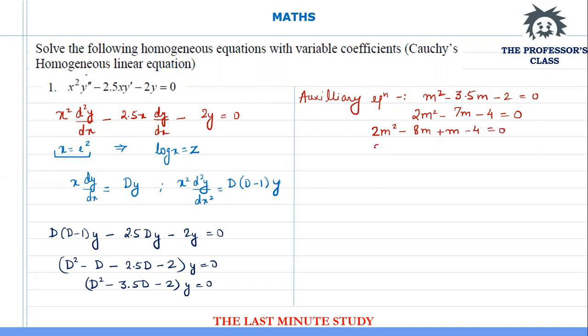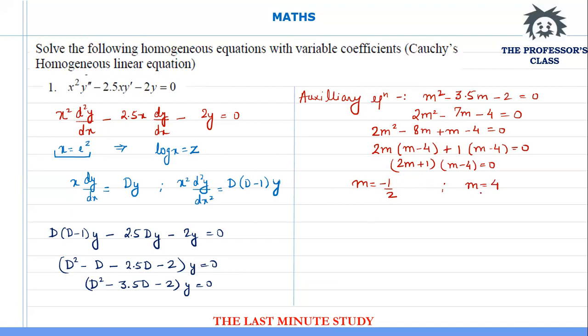Now from the first two terms, I can take 2m common, so I'll be left with m minus 4. And from the second two terms, I'll take 1 common, so I'll be left with m minus 4. So I get two factors over here, 2m plus 1 and m minus 4 equal to 0, which gives me the value of m in the first case to be m equals minus 1 by 2, and in the second case m equals 4. If you set this factor equal to 0, you'll get m equals minus 1 by 2, and if you set this factor equal to 0, you'll get m equals 4.